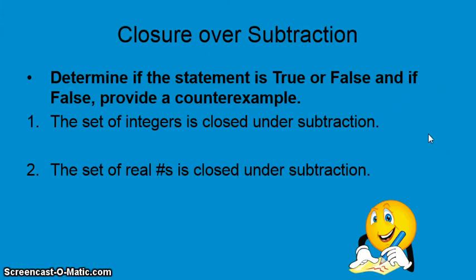Now we want to look at closure. We want to determine if these statements are true or false. The set of integers is closed under subtraction. Are there any integers that we can subtract and not get another integer? Certainly not. So that is true.